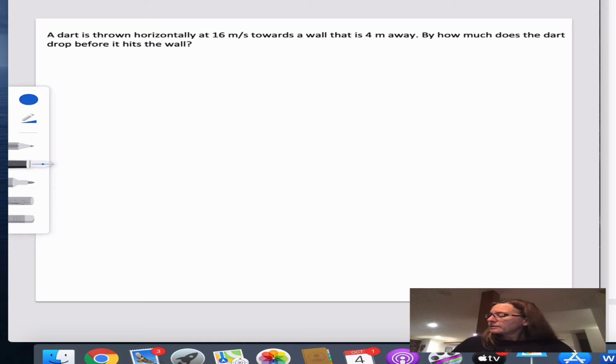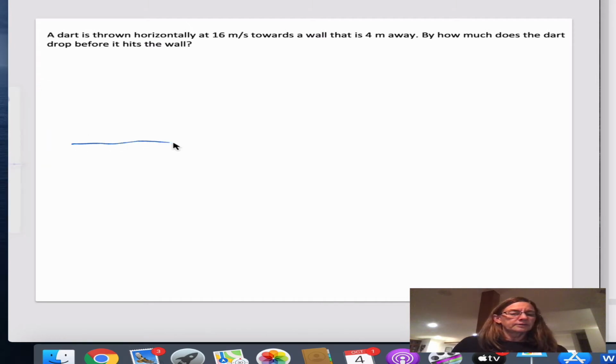So let's apply these concepts to a couple of problems. The first problem is stated this way. A dart is thrown horizontally at 16 meters per second toward a wall that's 4 meters away. By how much does the dart drop before it hits the wall? So I usually start with a sketch of the situation, and that will include some information about your coordinate system. In this case, and in most cases, the ground is considered the zero elevation.